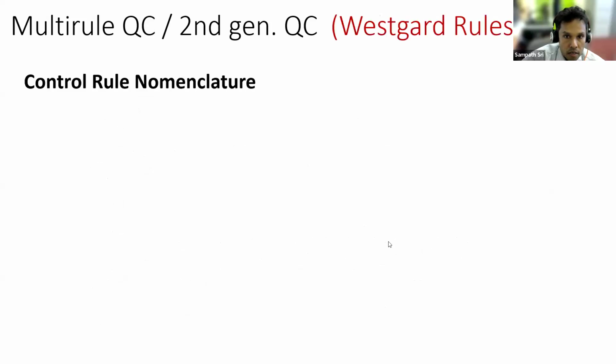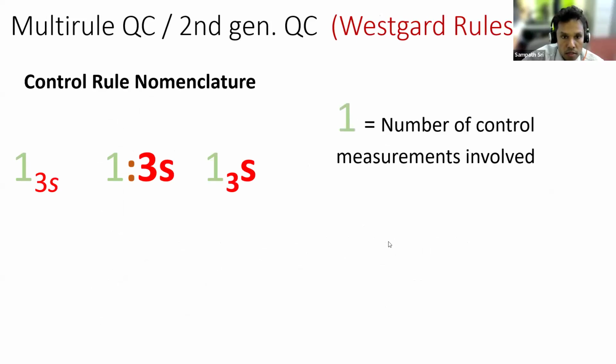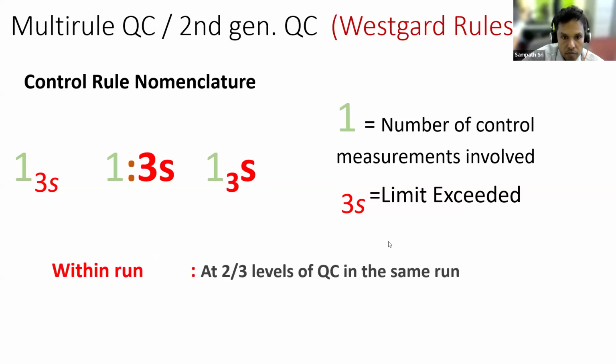So before starting that, I will just go through the Westgard nomenclature. If we go for this 1,3S rule, the number 1 stands for the measurement involved. So if it is 1, that means it is about 1 run. 3S means that is the limit that we are using. So if it's 3S, it means 3SD.